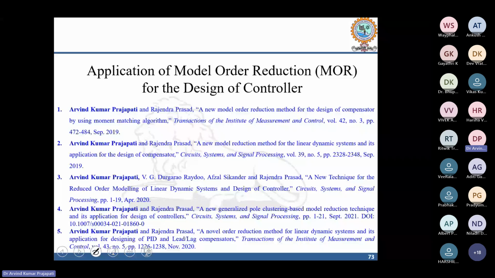Once you have converted your higher order systems into lower order systems, the next step we are going to do is to design the controller. What are the applications? Here I have just designed the controller by using the reduced order model. You can do other applications also, like in power system stability analysis, or in other techniques also you can use model order reduction. So how I have designed the controller by using model order reduction, we are going to learn here.